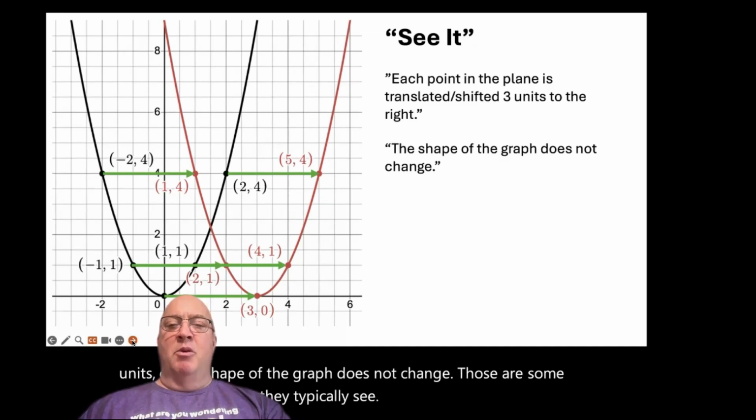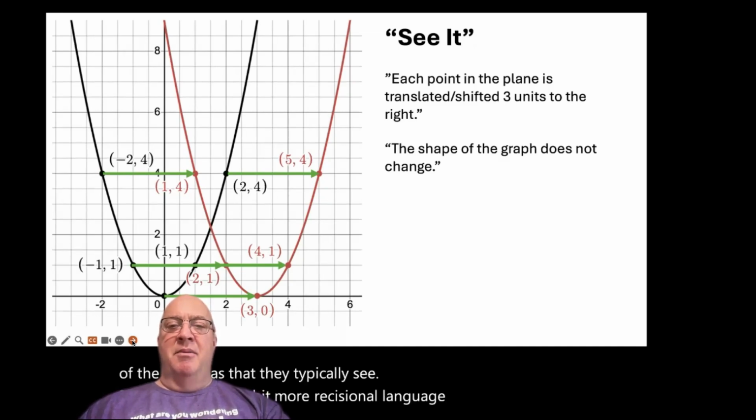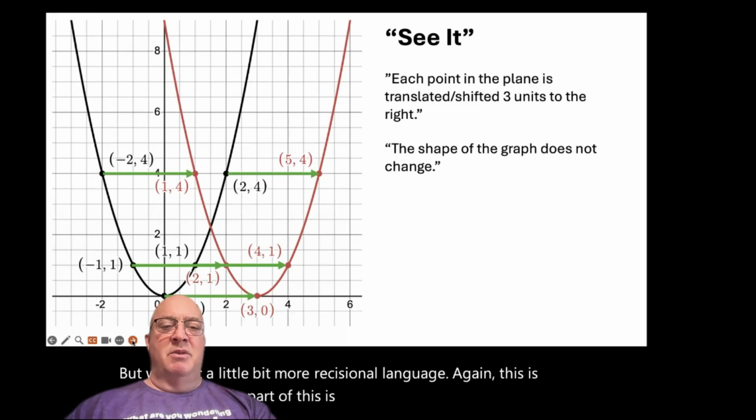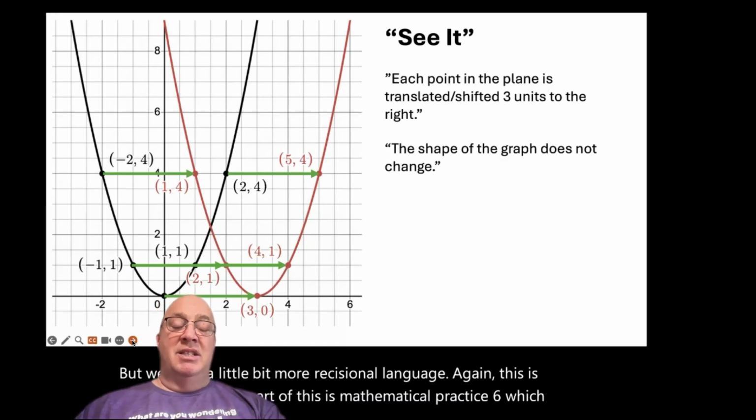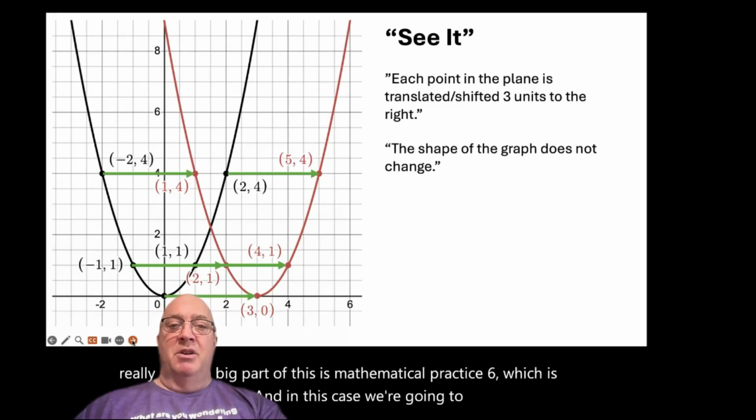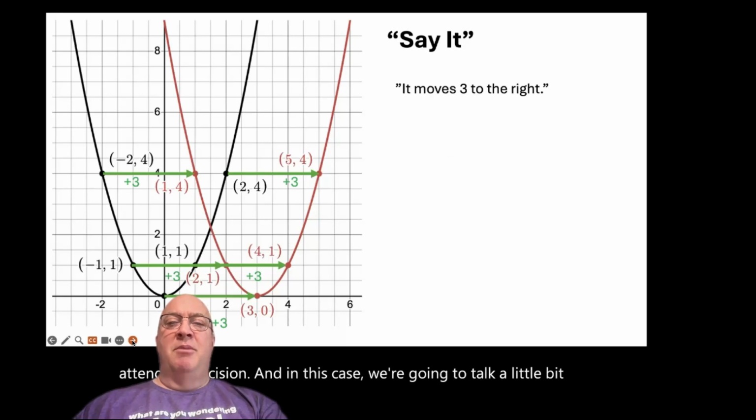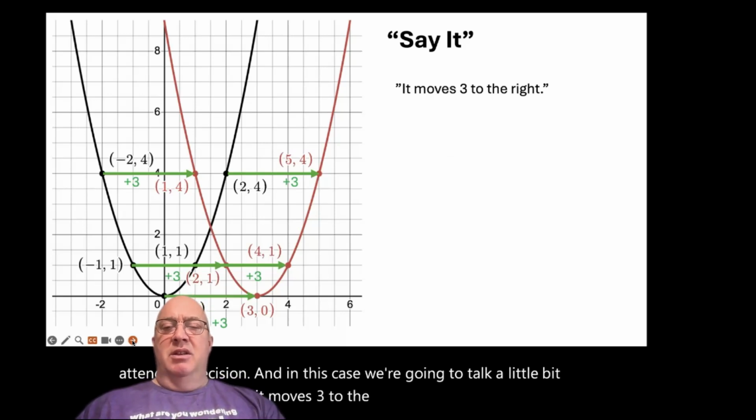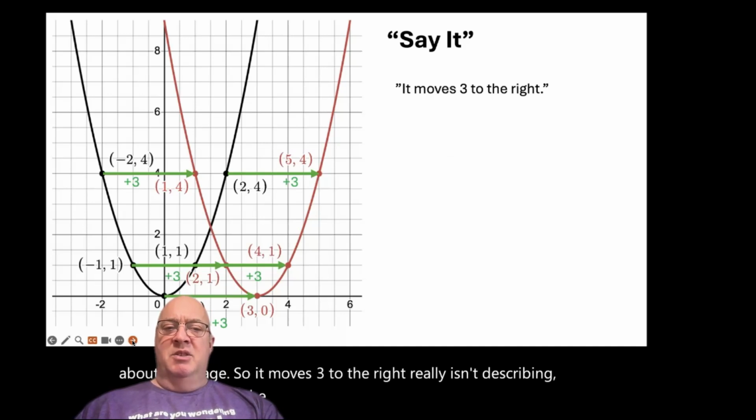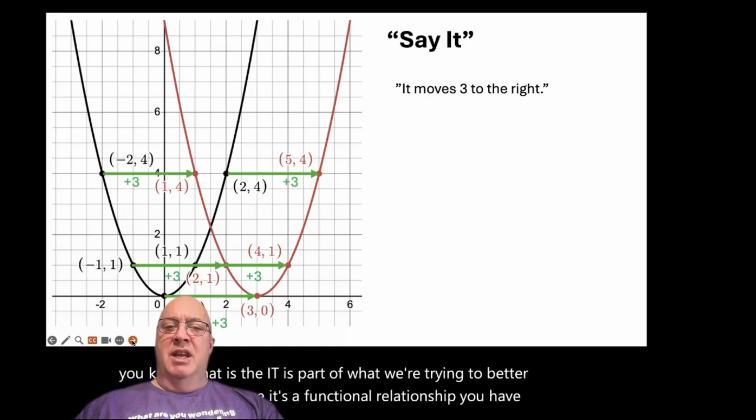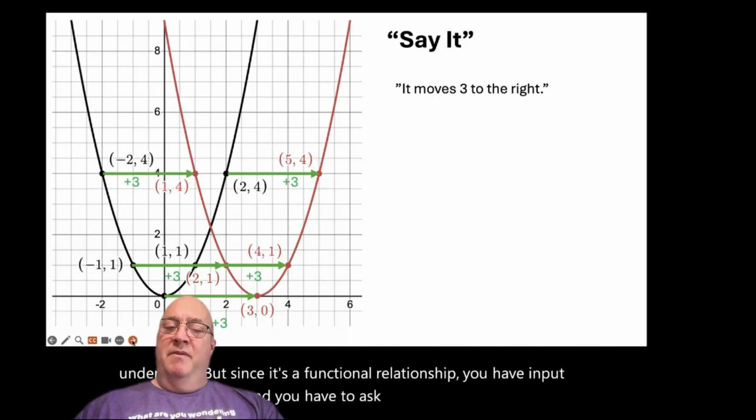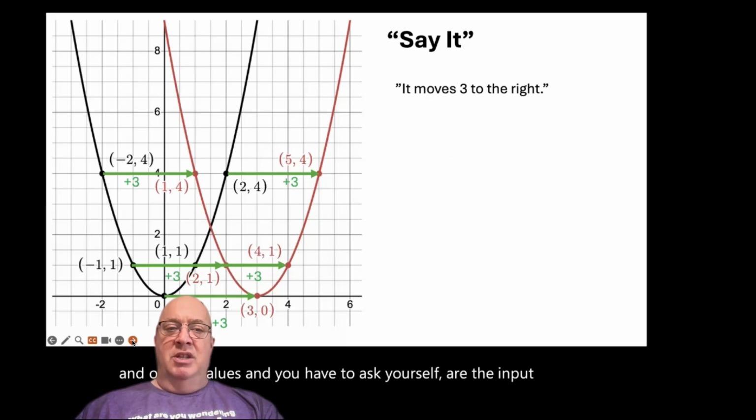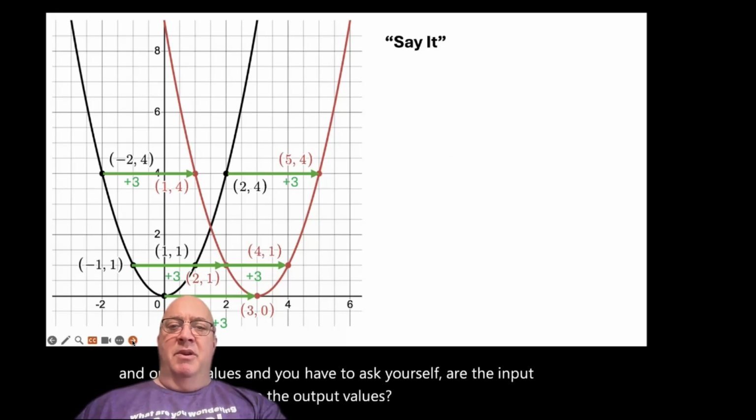But we want a little bit more precision of language. Again, a big part of this is mathematical practice 6, which is attend to precision. And in this case, we're going to talk a little bit about language. So "it moves 3 to the right" really isn't describing what the "it" is, which is part of what we're trying to better understand. But since it's a functional relationship, you have input and output values, and you have to ask yourself, are the input values changing? Are the output values changing? And how to interpret that and describe that.